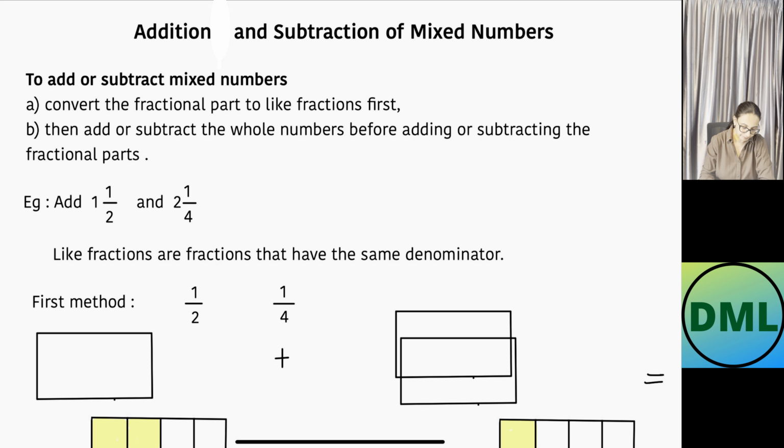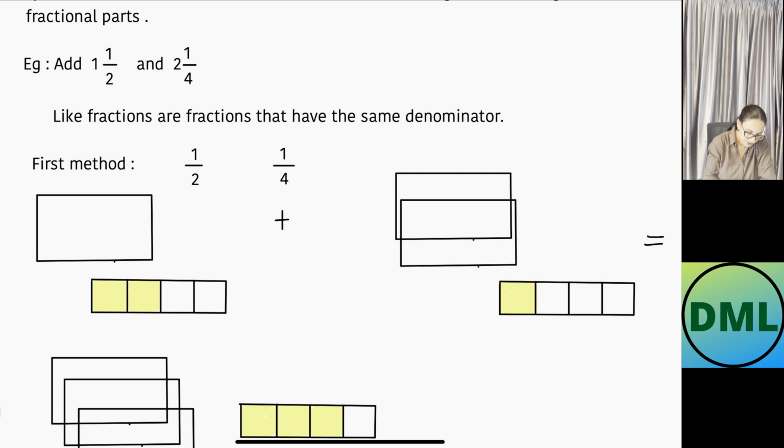Let's see one example here. Add 1 1 by 2 and 2 1 by 4. I need to add them. I'll explain in two methods, because students who are in 3rd, 4th, or even 2nd standard will understand with the figure method. Let's draw the figures here first. I have 1 here, so I have made 1 box. I have 2 here, so I have made 2 boxes here. I have the fractional parts 1 by 2 and 1 by 4.